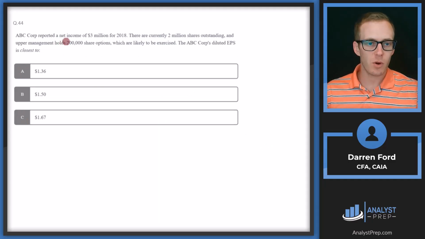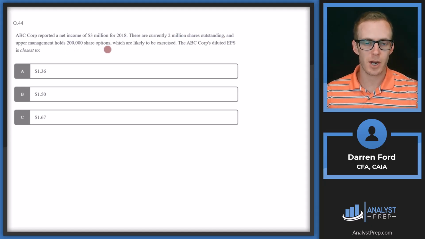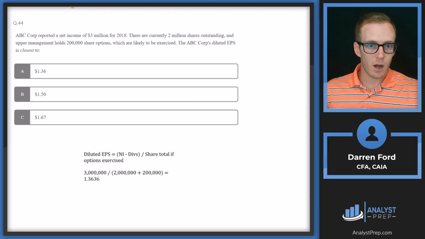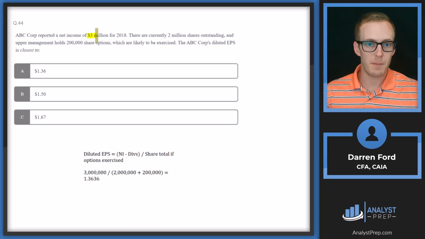Answer C. ABC Corp reported a net income of $3 million for 2018. There are currently 2 million shares outstanding, and the upper management holds 200,000 share options, which are likely to be exercised. The ABC Corp's diluted EPS is closest to. So we're going to be doing a calculation for diluted EPS here. We're going to take our net income, subtract out dividends. We have net income of $3 million. It doesn't say anything about dividends here, so we don't need to worry about that.